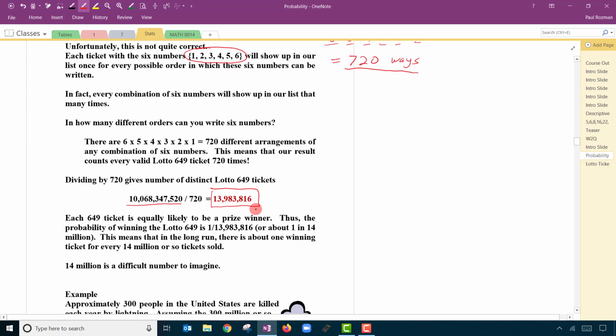They only draw one correct answer. So your chances of winning this thing are 1 out of roughly 14 million. So the question is, should you ever buy a ticket? Well, 14 million is a big number to try to swallow.